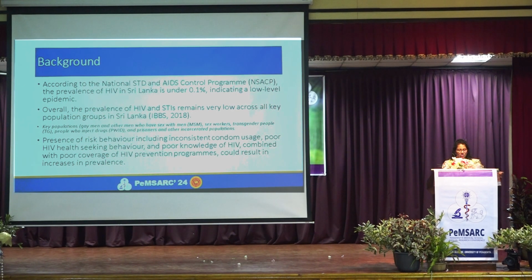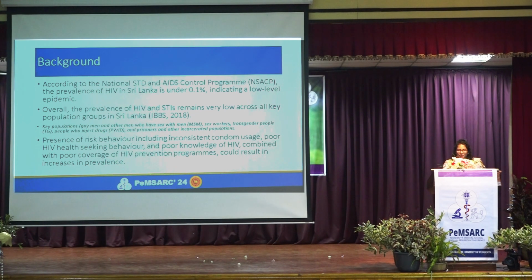According to the National STD and AIDS Control Program, the prevalence of HIV in Sri Lanka is under 0.1%, indicating a low-level epidemic. Overall, the prevalence of HIV and STI remains very low across all key populations in Sri Lanka, according to a survey done in 2018. I have given the source. So who are these key populations we are talking about?